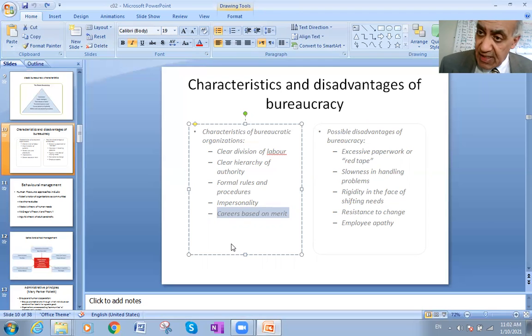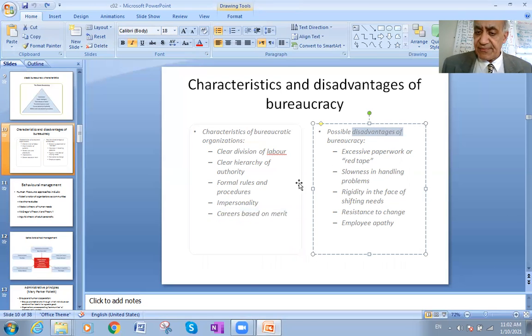That's what he said. And when he made this model, he said this for the best of the people, for the best of the workers, for the best of organizations. But let's see what's going on in the disadvantages here.